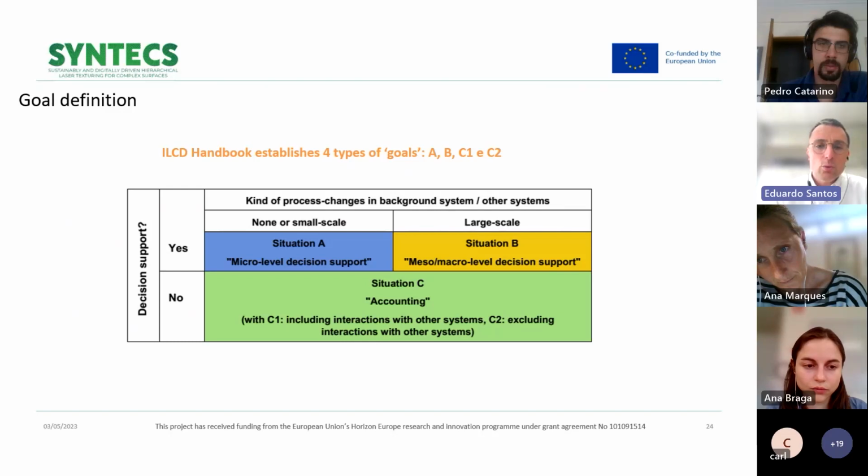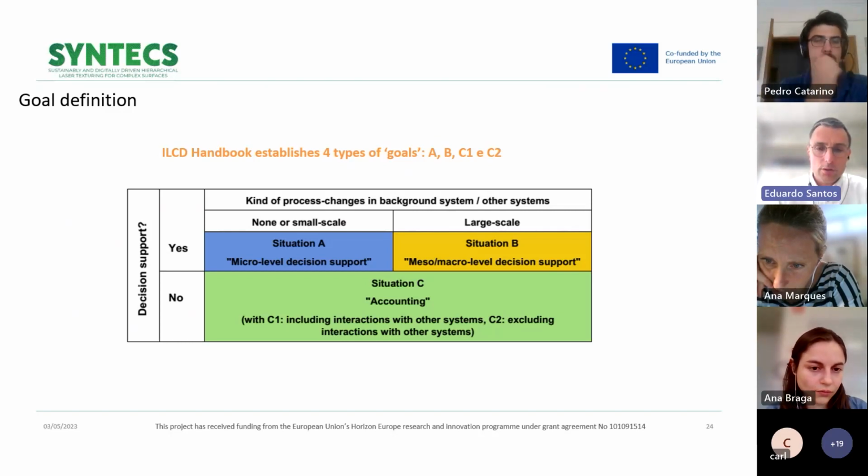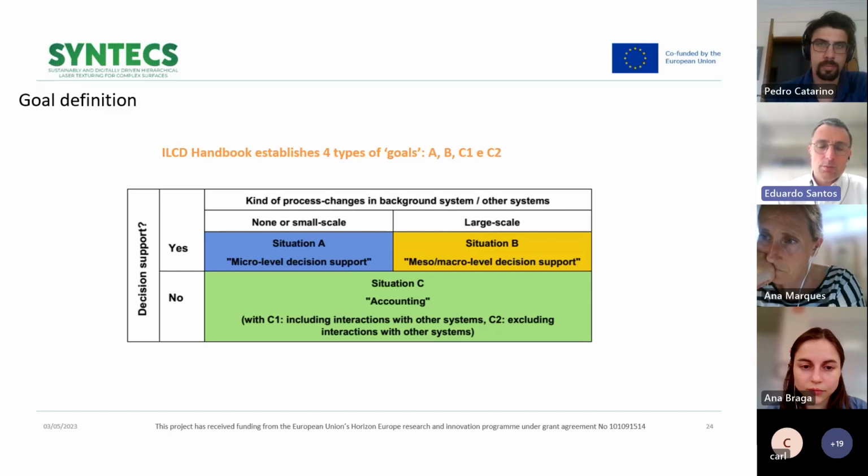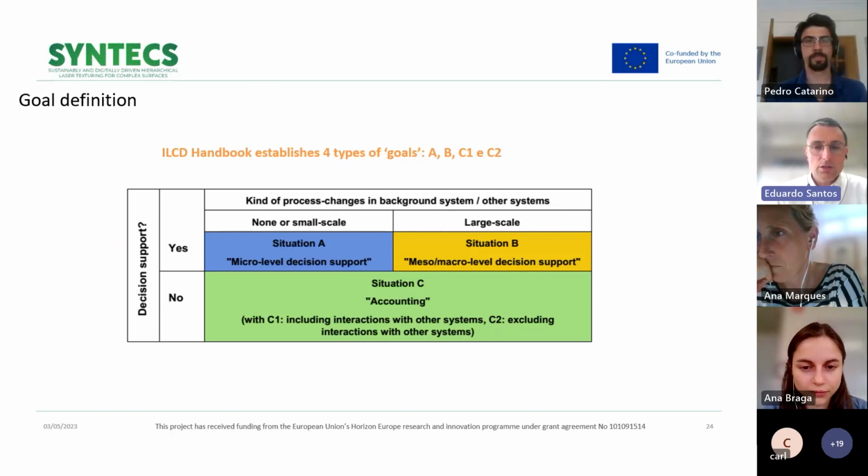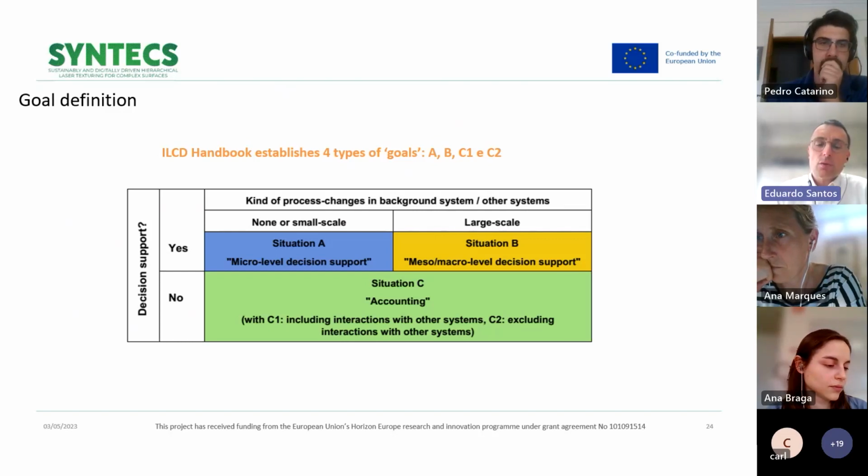And in that case, you have goals that are more for the small scale, when you are looking at micro level decision support, so a very small and very specific change that you are looking to make to improve your product or your service, or when you are looking to improve at a larger scale, so a bigger number of life cycle stages. So when you are looking at the whole product system, in that case, you develop a goal which is of the situation B type. So it's for large scale decision support. And then you have those goals that are not intended to have any decision support.